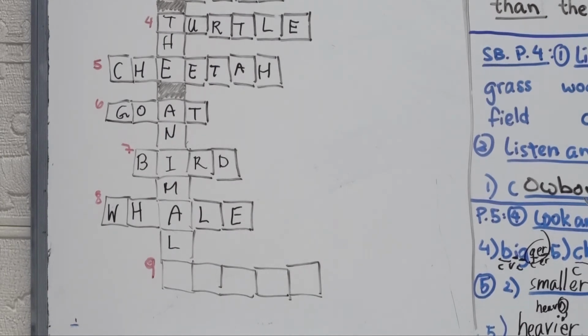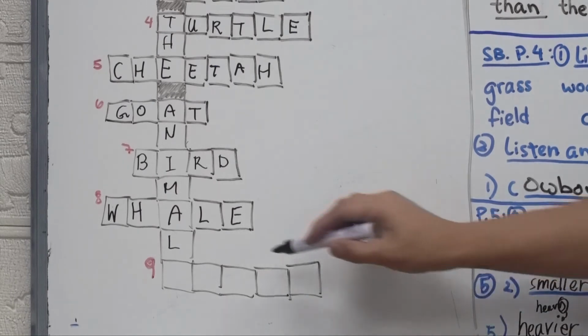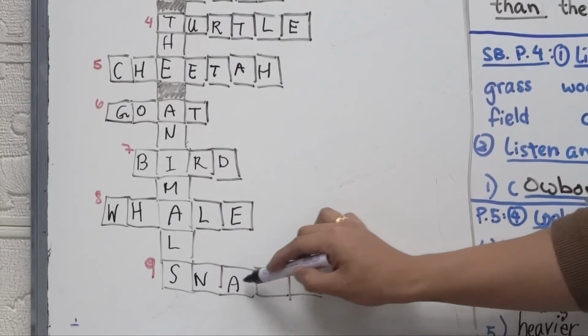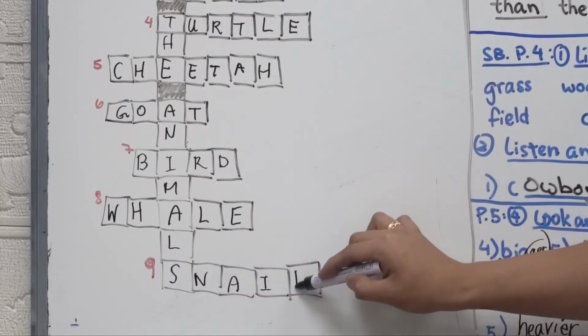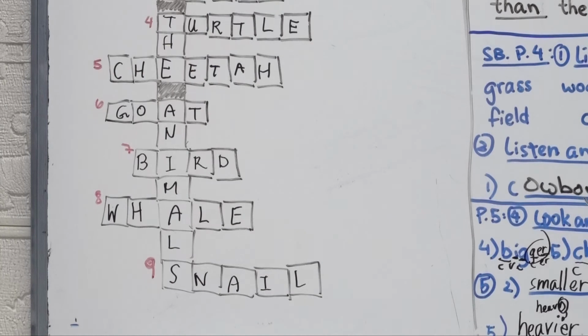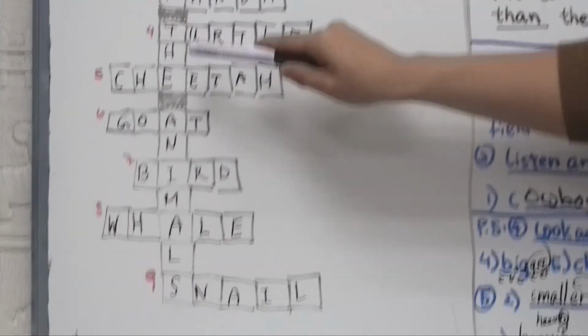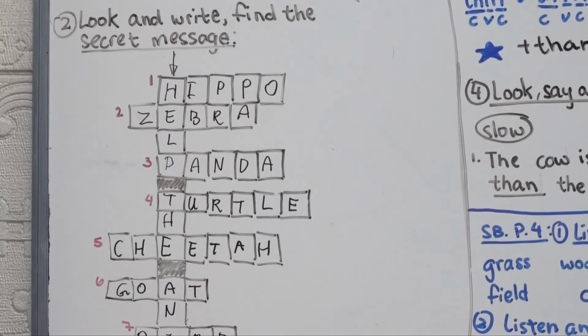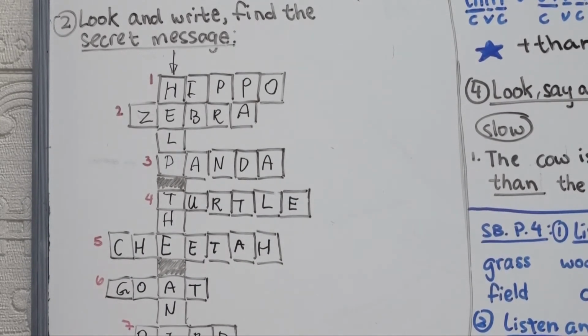Number 9. What animal is number 9? Snail, right? S-N-A-I-L. Snail. Now we can find the secret message. What does the secret message say? I don't know. Help the what? Help the... I don't know. How to read this?